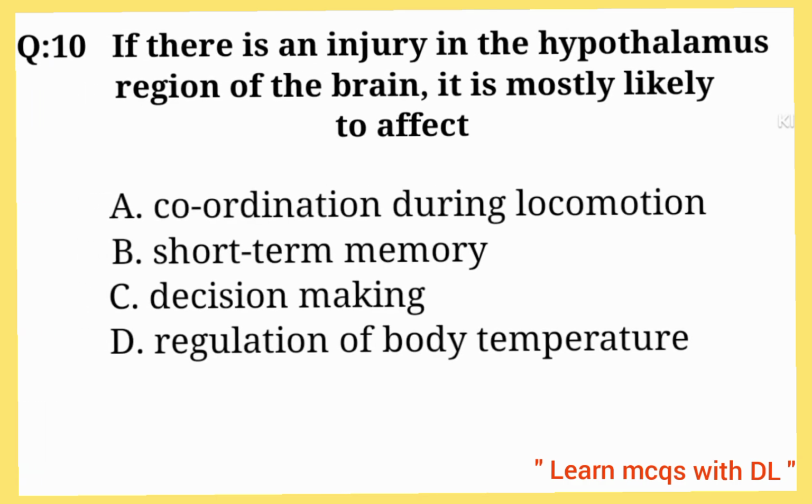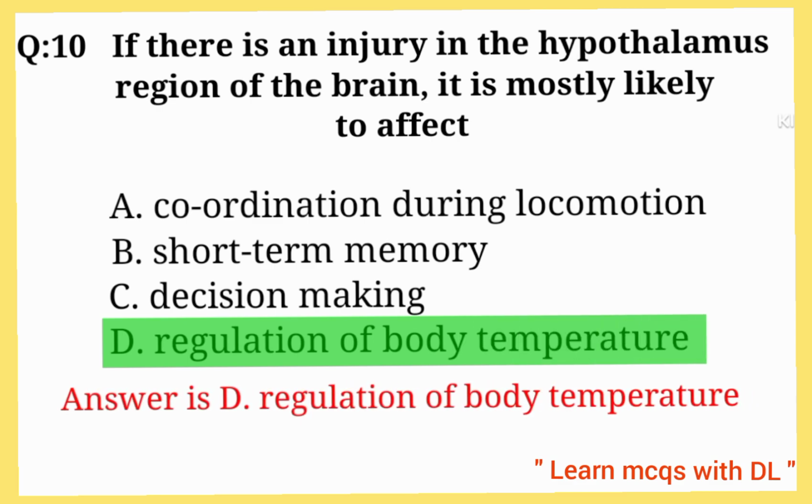Question number 10. If there is an injury in the hypothalamus region of the brain, it is most likely to affect coordination during locomotion, short-term memory, decision making, regulation of body temperature. Your correct option is option D, regulation of body temperature.